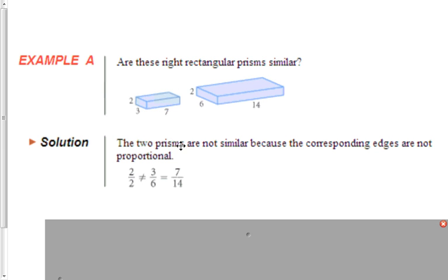The two prisms are not similar because the corresponding edges are not proportional. As we can see, one ratio is 2 over 2, which equals 1, but the other two ratios both equal 1/2. Not proportional, therefore not similar.